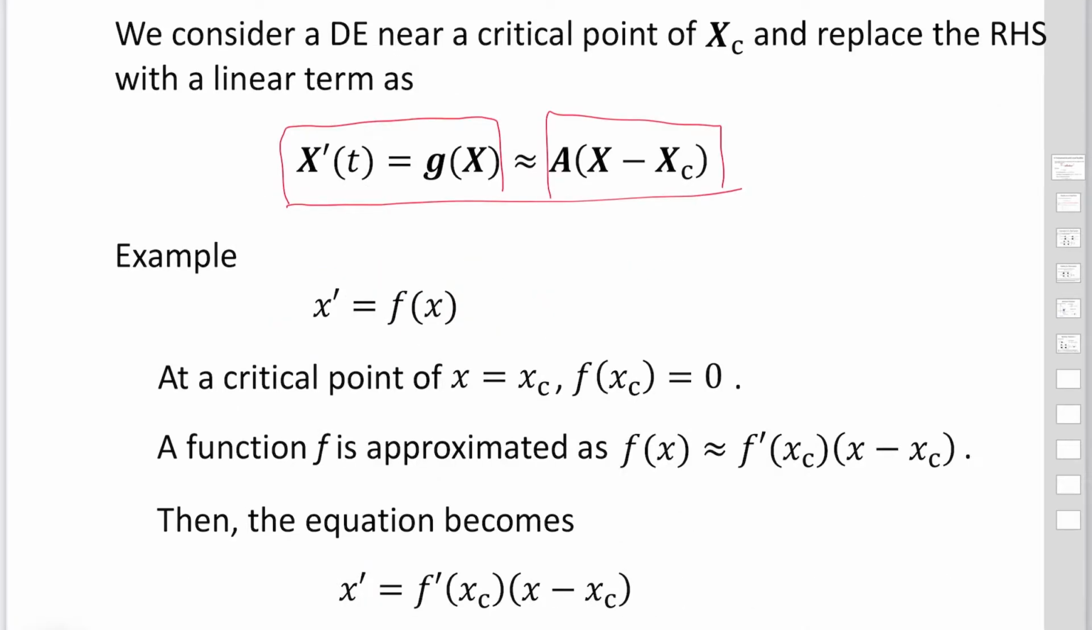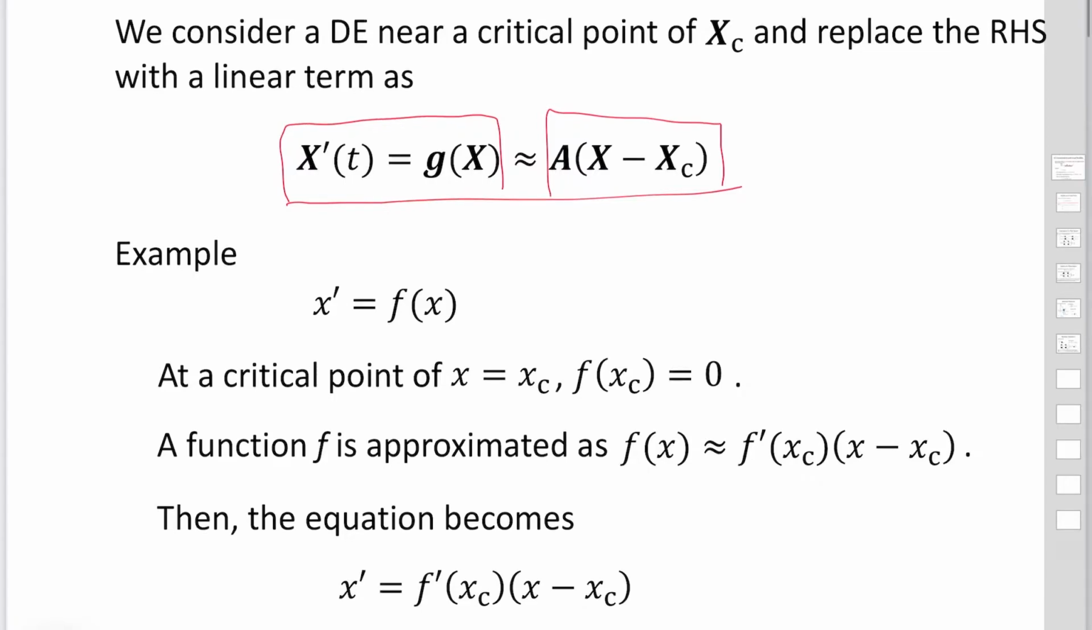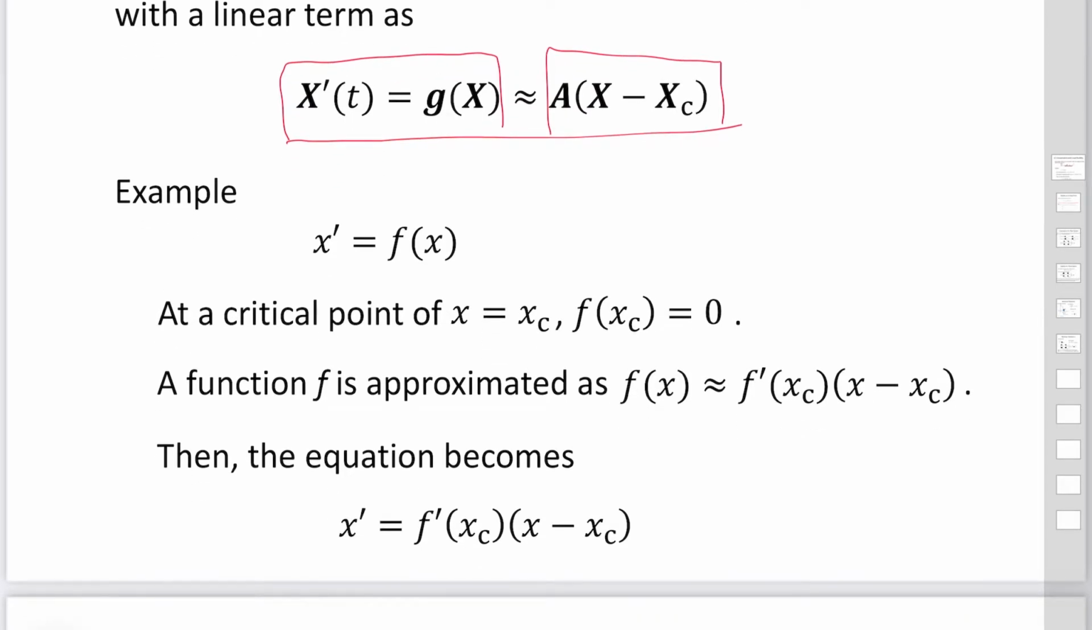So I'd like to show you the examples. x is a function of t. So x prime is given by f(x). So the critical point is given by x equal x sub c. So if you substitute x equal x sub c, f(x sub c) has to be 0 because x sub c prime is going to be 0. f(x sub c) equals 0.